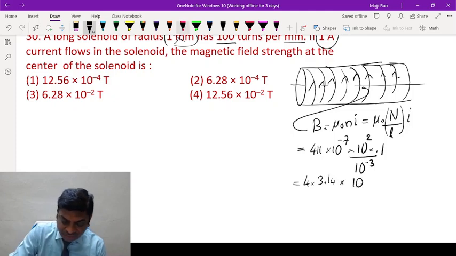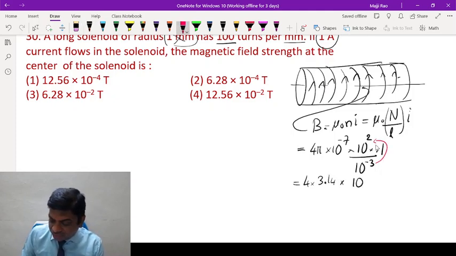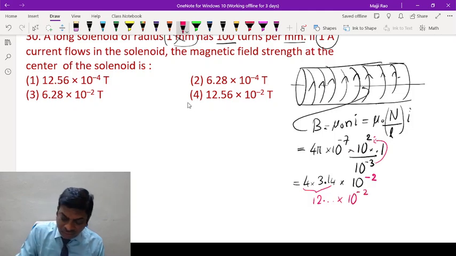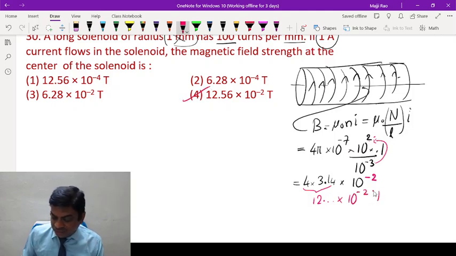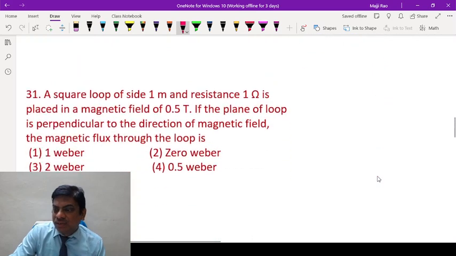Let us see the powers of 10 here. Minus 3 goes up, becomes plus 3. So 2 minus 2 plus 3 is 5. Minus 7 plus 5 is minus 2. So this will be 12 point something into 10 power minus 2. Fourth option, Tesla. Moving on to the next question.